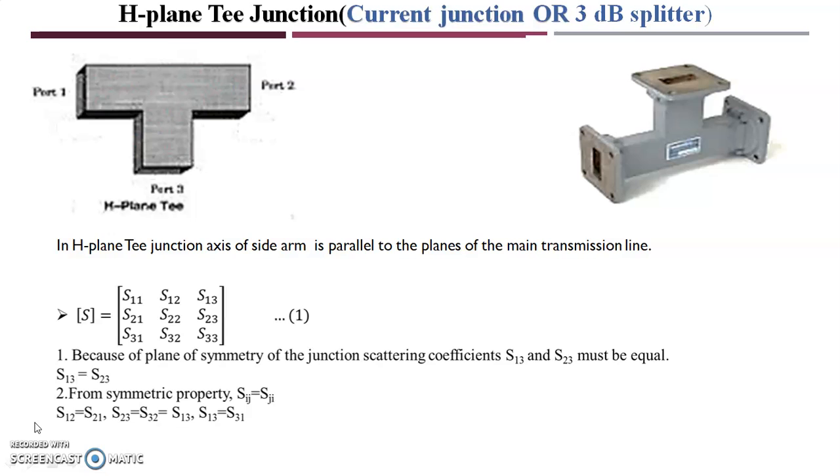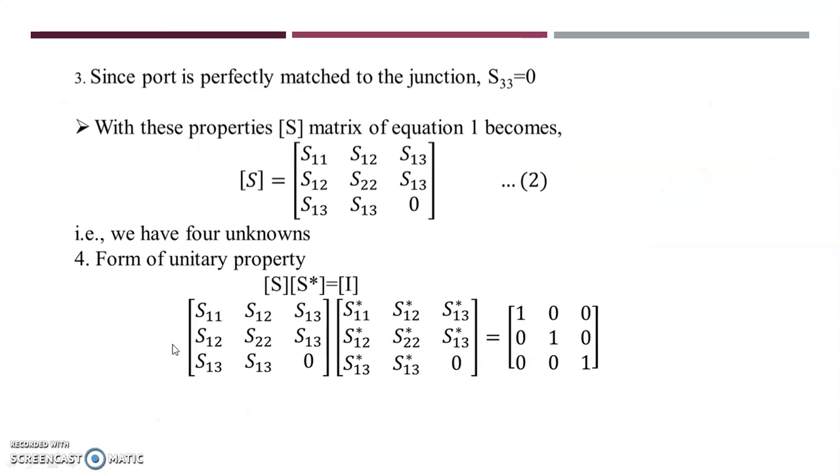So we will put all these values in equation number 1. Since port 3 is perfectly matched, S33 is equal to 0. So you put all the values and you will see that S13 appears four times, S12 appears twice, then S11, S22, and S33 is equal to 0. So there are 4 unknowns.